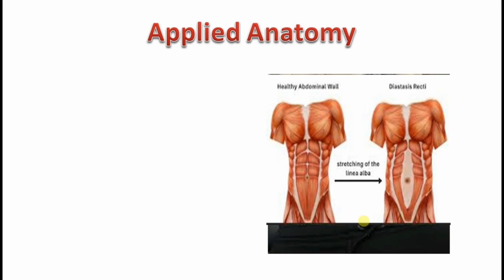Coming to the applied aspects, with respect to applied anatomy, divarication or diastasis of recti. Divarication or diastasis of the recti occurs. Now, how does this occur? Abnormal stretching of the linea alba, and thereby the two rectus abdominis muscles are wide apart. So naturally it becomes weak. The anterior abdominal wall is weak.